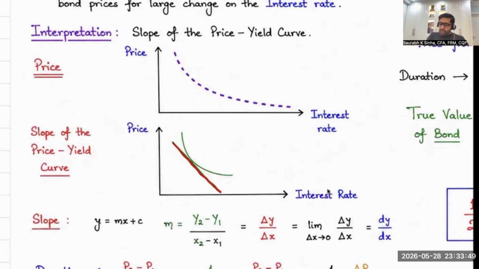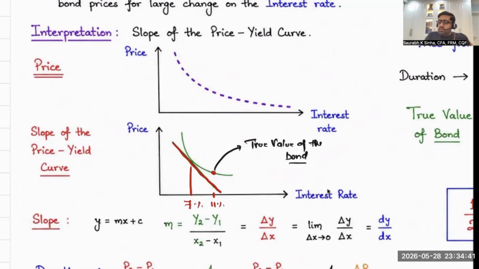So, for example, you calculated the duration at 7%. The slope of the price yield curve is the duration. Now you changed the interest rate to say 11%. At 11%, if you put the different characteristics of the bond in the BA II Plus calculator, say face value 1000, coupon 6%, frequency annual, maturity 3 years, then you will find the true value of the bond, which will lie on this price yield curve. The price yield curve will always give you the true value of the bond. So this point is the true value of the bond.